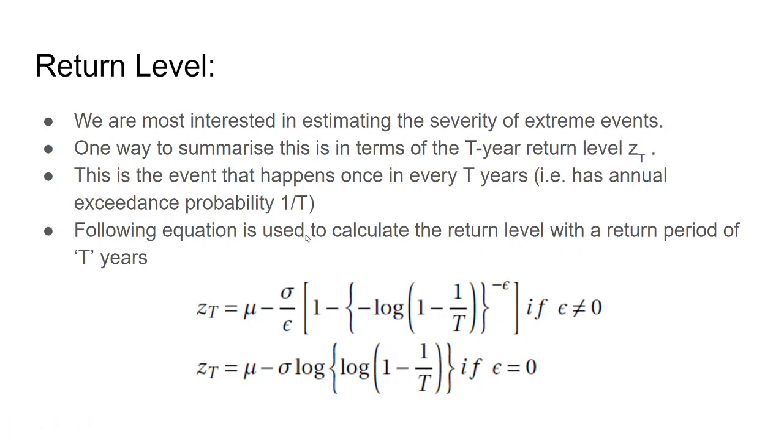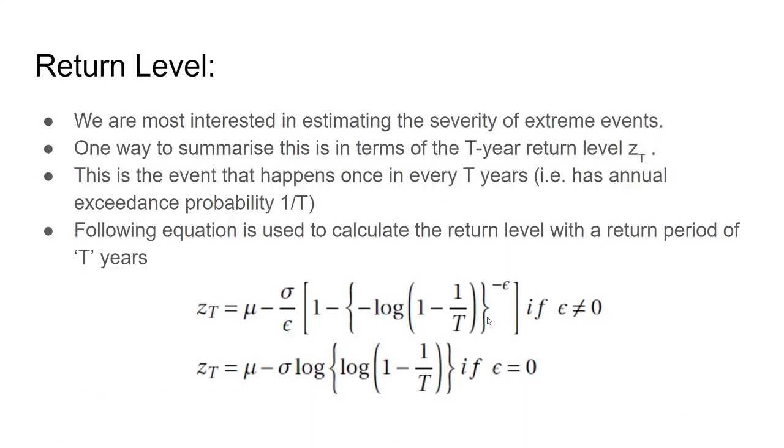Here is an equation given to calculate the return level with a return period of T years. When epsilon is not 0, the return level z_T can be calculated as mu minus sigma by epsilon, bracket 1 minus the negative log of 1 minus 1 upon T, whole to the power minus epsilon. And when epsilon is equal to 0, the return level is given as z_T equals mu minus sigma times log of negative log of 1 minus 1 over T.